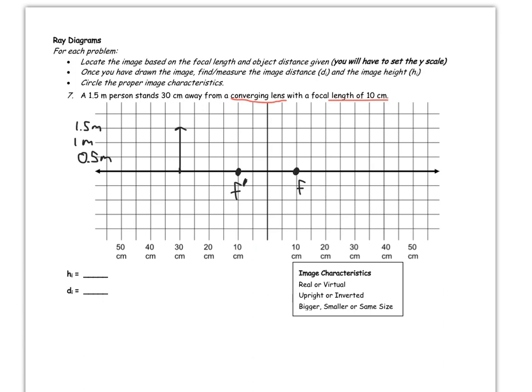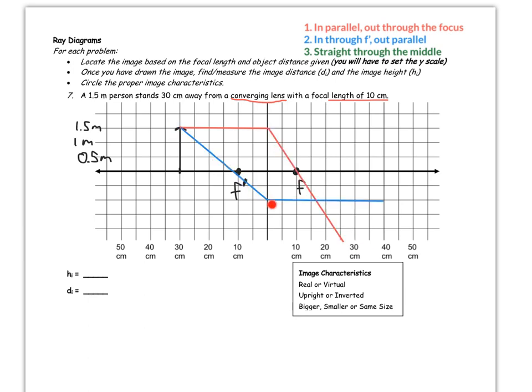We're going to go ahead and keep in mind what our 3 rays are. So we'll start with that first parallel ray. So this first one's going to go in parallel. Here's the center of the lens, even though I didn't draw the lens itself. Once it hits there, it's going to go out through the focus. The second ray is going to go in through F prime. Once it hits the lens, it bends and goes parallel. And the third ray is going to go straight through the middle. So we can go ahead then and locate our image. All the rays converge at this point, and so our image would look like this.